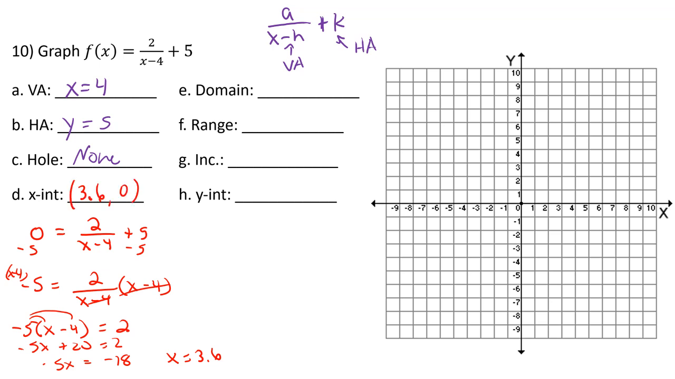The y-intercept is when we take a 0 and plug it into x. So we'll have 0 minus 4 plus 5. We're going to have 2 over -4 plus 5, so that is going to give us a -1/2 plus 5, so that is 4.5.